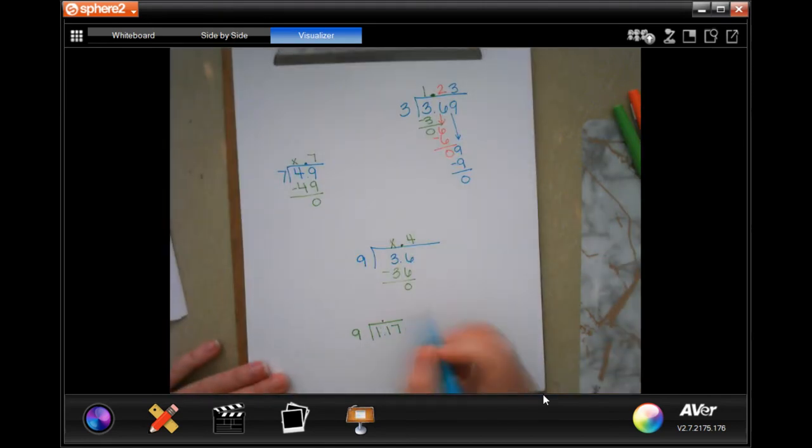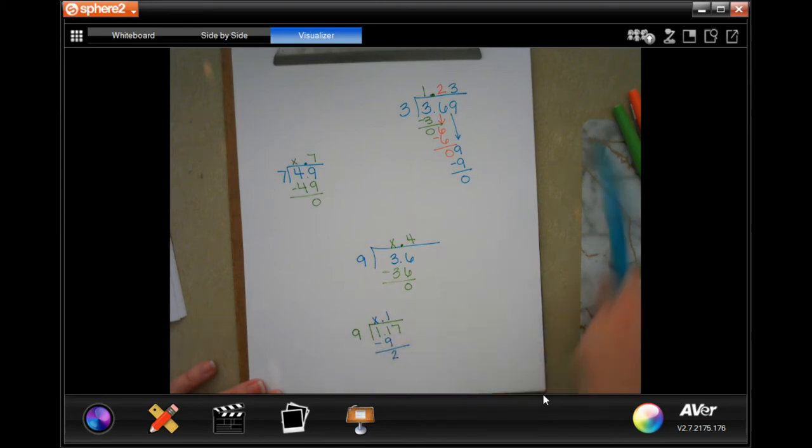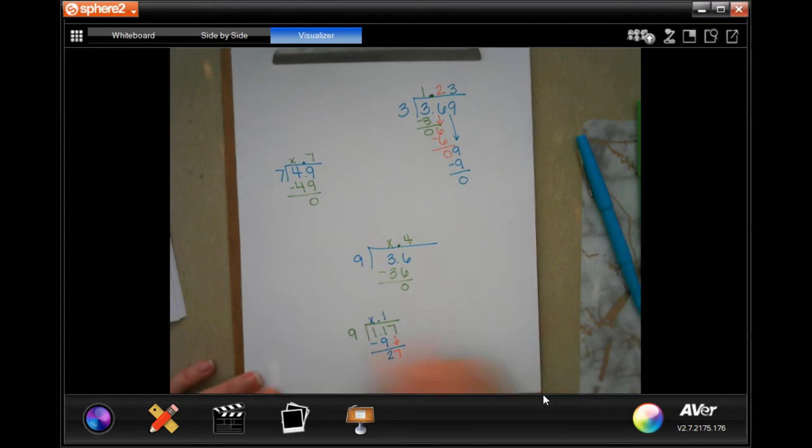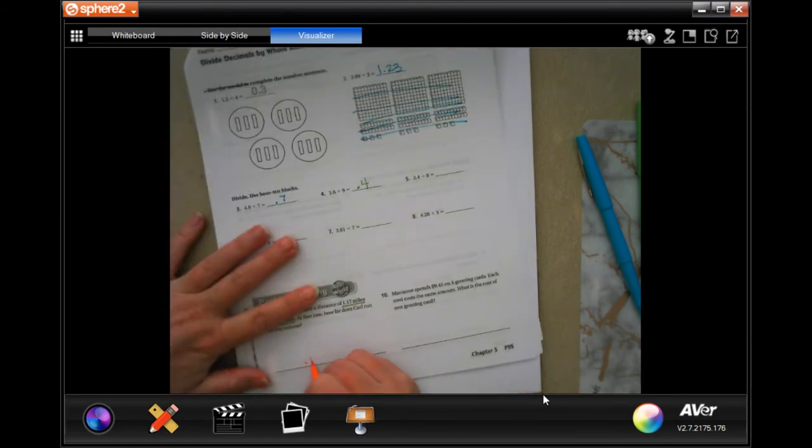Move my decimal up. 9 is not going to go into 1. Placeholder. 9 goes into 11 one time. 1 times 9 is 9. Subtract. Get 2. 2 is smaller than 9, so I'm going to bring down my 7. 9 goes into 27 3 times, which is 27. Subtract, get 0. So my answer is 0.13 miles.